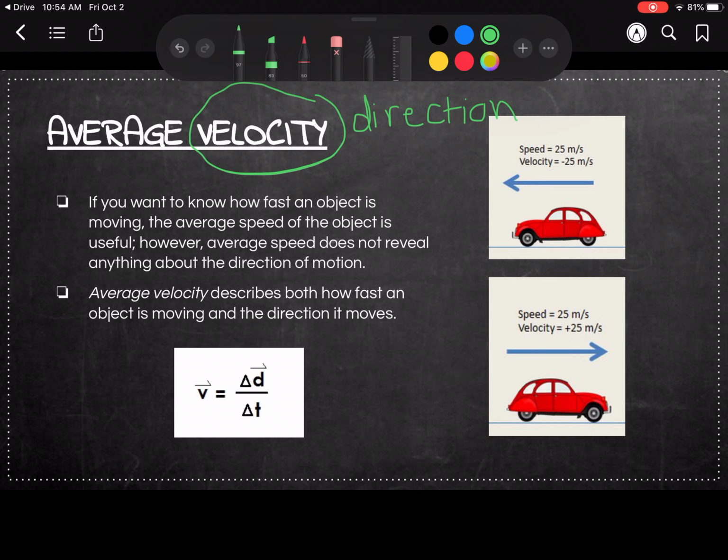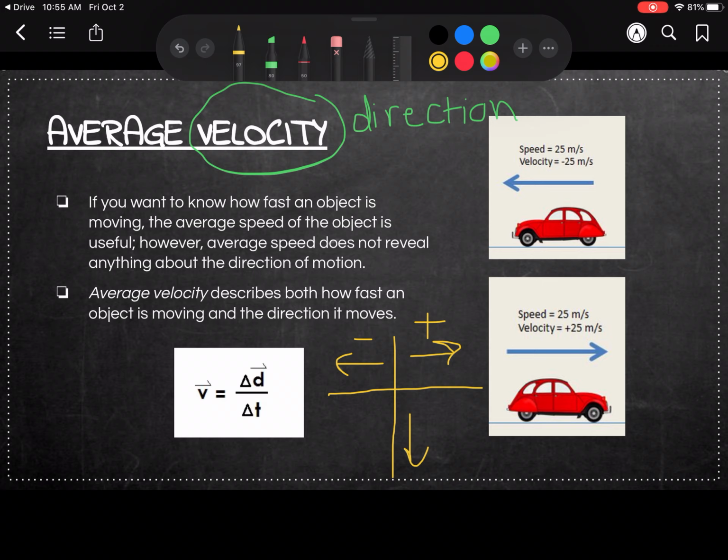If you look at these cars on the right hand side, you'll see that the speed is 25 meters per second, but the velocity is different. The velocity for the car on the top is going in a negative direction, and the bottom is a positive. I'm just going to write down how we calculate that. If you remember in math, if we had a chart or a graph like this, everything in this quadrant or to this side is positive. Everything over here is negative.